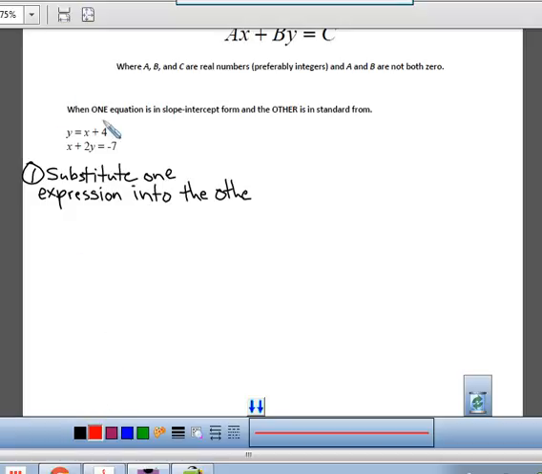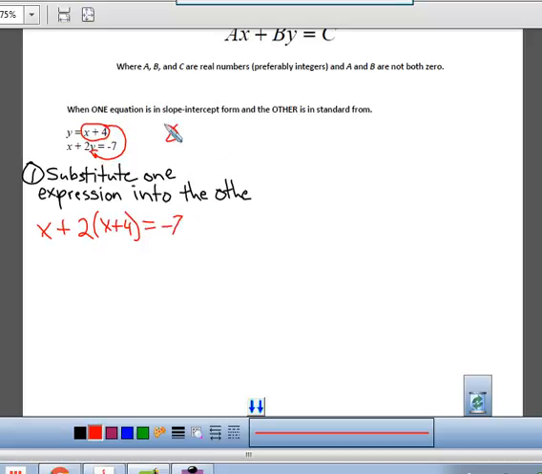Now we're going to take the equation that says y equals, and we're going to take this part here and replace y with it. What does that look like? I'm no longer going to use this equation on top. I'm going to use the one below. I still have x plus, and then instead of 2y, I have 2, then in parentheses, x plus 4, equals negative 7.